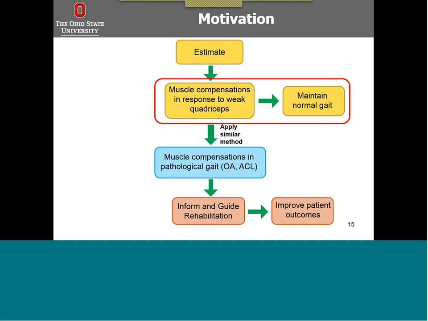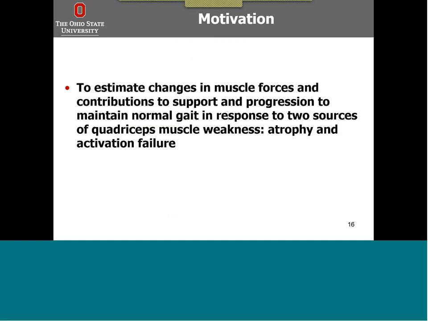The study that I'll be presenting today focuses on this part of the flow diagram. The purpose was to estimate changes in muscle forces and contributions to support and progression to maintain normal gait in response to two sources of quadriceps muscle weakness, atrophy and activation failure.